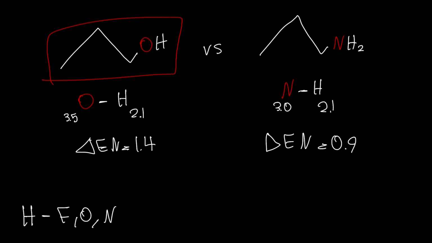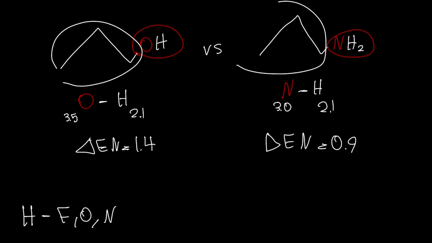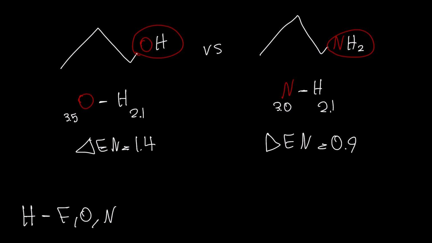So whenever you see an amine and an alcohol group that are placed in a similar carbon chain, so here we have 3 carbons, the alcohol is always going to have the higher boiling point because oxygen is more electronegative than nitrogen.